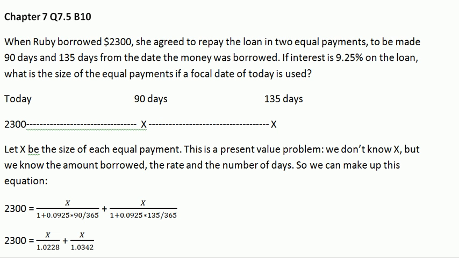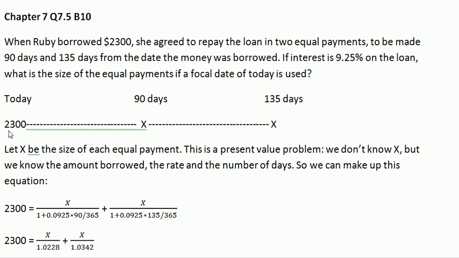This is question 7.5 B10 from chapter 7. Ruby borrowed $2,300 on the focal date, which is today. She promises to repay it in two payments, one at 90 days and one at 135 days from today, the focal date. We know that the payments are going to be equal size and the focal date is today.